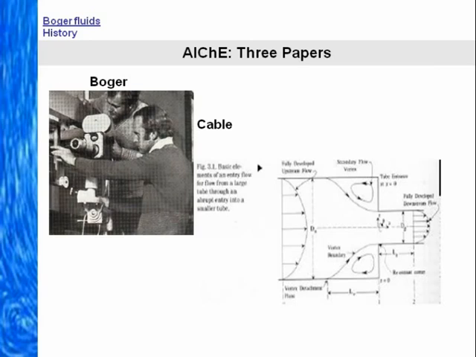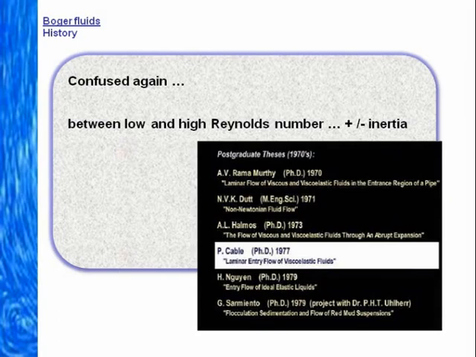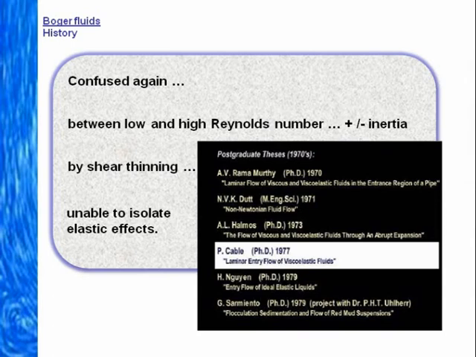We did realize from the work, however, that there were lots of variables in this investigation which we weren't controlling. For example, we got confused again between low and high Reynolds number flow. That is, the flow with and without inertia. We got confused by shear thinning, and of course we weren't able to isolate elastic effects in flows.